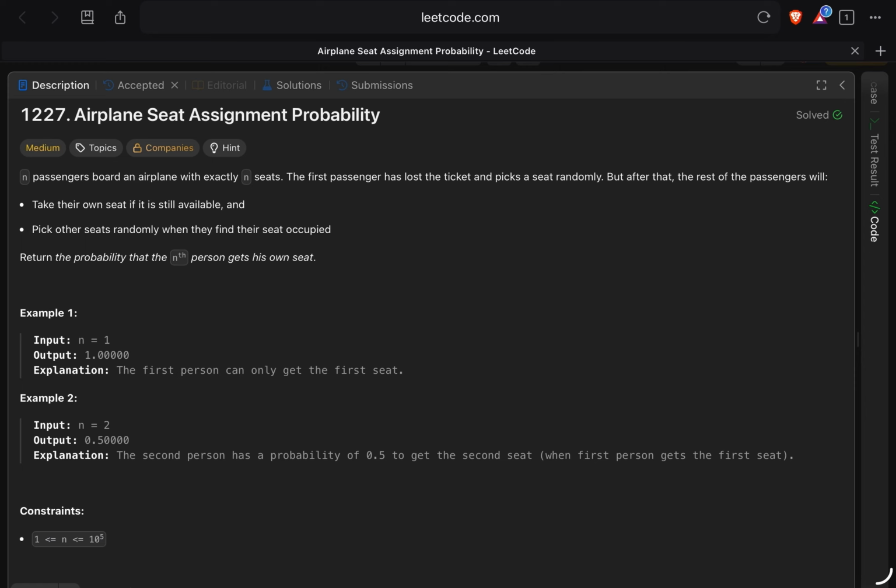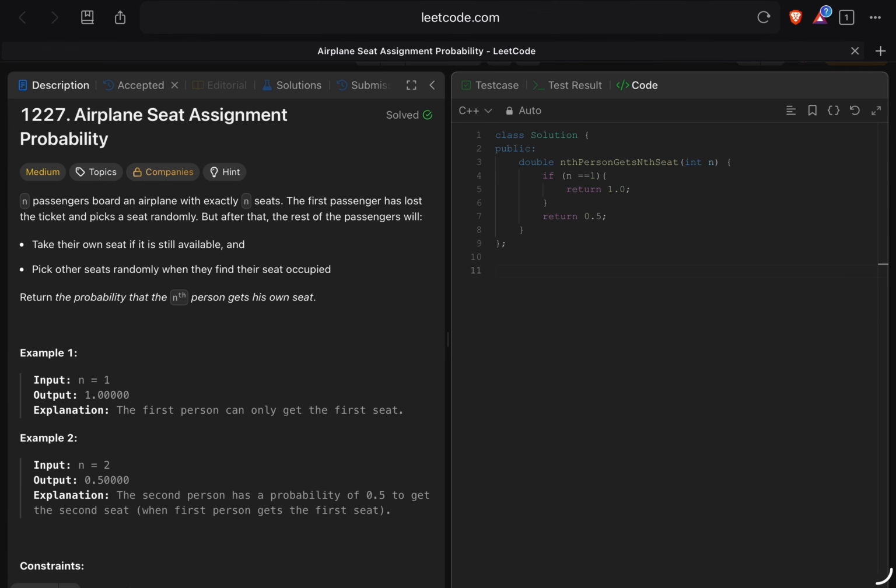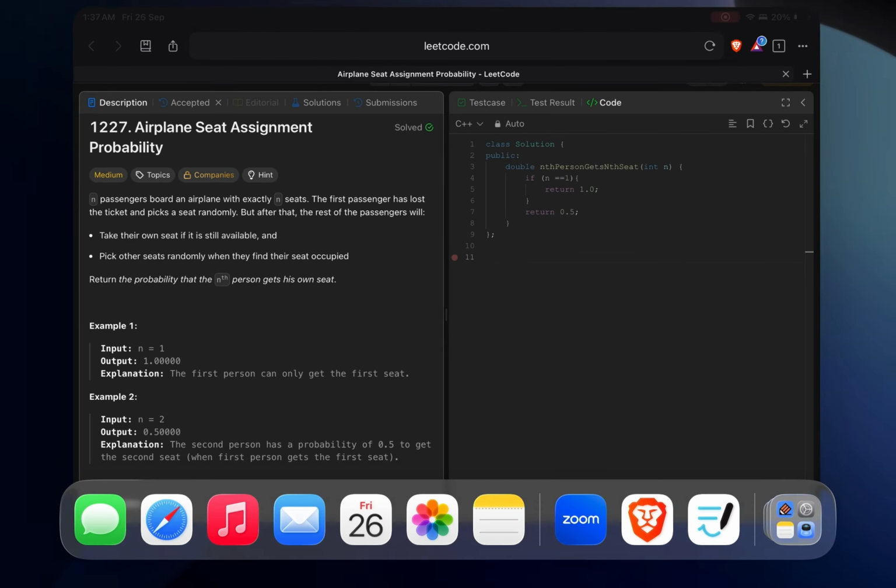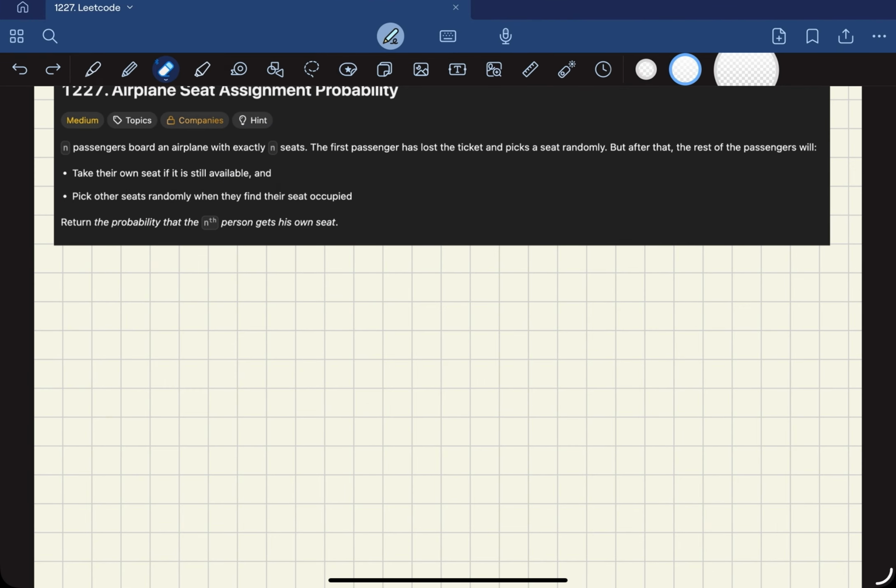Now when the last person, that is the nth person, comes, we have to find the probability that the nth person will get to sit on his own seat, that is the nth seat. So the code for this is fairly simple. Now before I explain it, I want you to pause the video and maybe spend a couple of minutes trying to understand why this solution works. Okay, so let's move on to the solution.